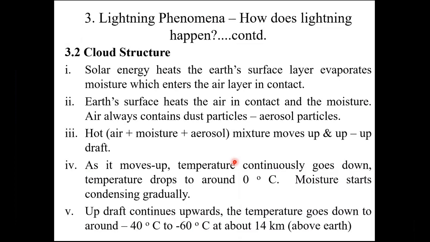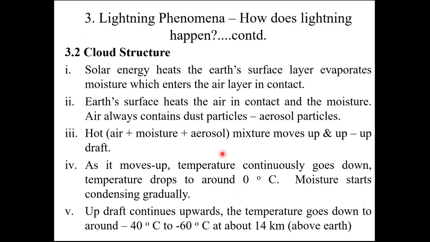And then also invariably there are very fine dust particles present everywhere in the atmosphere. They are known as aerosol particles. So on top of the Earth's surface, which is heated adequately, we have got hot air plus moisture plus aerosol particles. Because they are hotter than the air above them, they start moving up, and up. We call this the updraft. So the updraft contains a hot mixture of air, moisture, and aerosol.